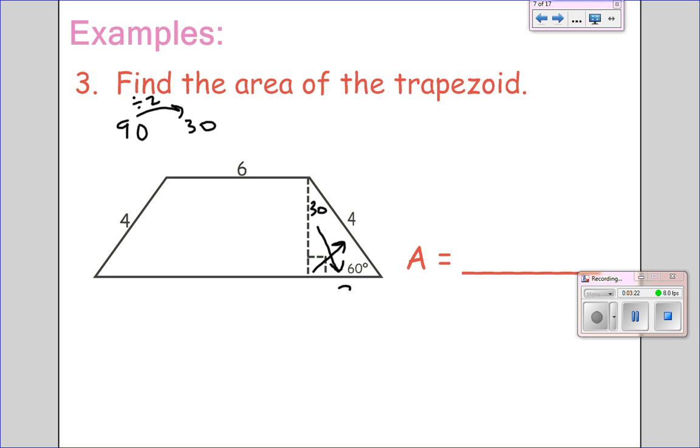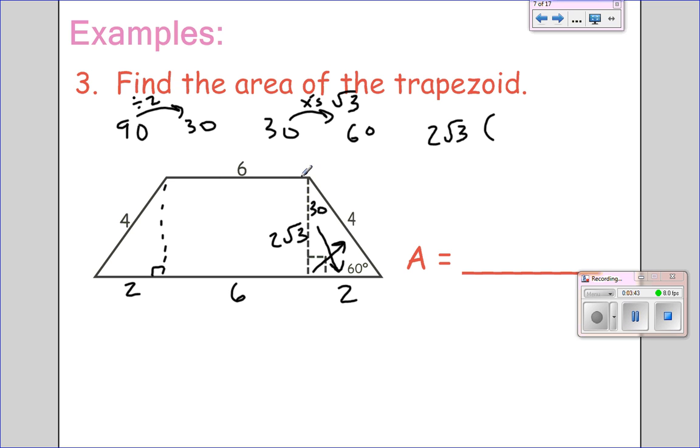So 4 divided by 2 is 2. Now to go from the 30 to the 60 side, you have to multiply by square root of 3. So 2 square root 3 goes there. If you drop your other height over here, you know this piece will be 2, and this piece here is 6. So the formula is height, so 2 root 3, times base 1, which is 6, plus base 2, which is 10, all divided by 2.